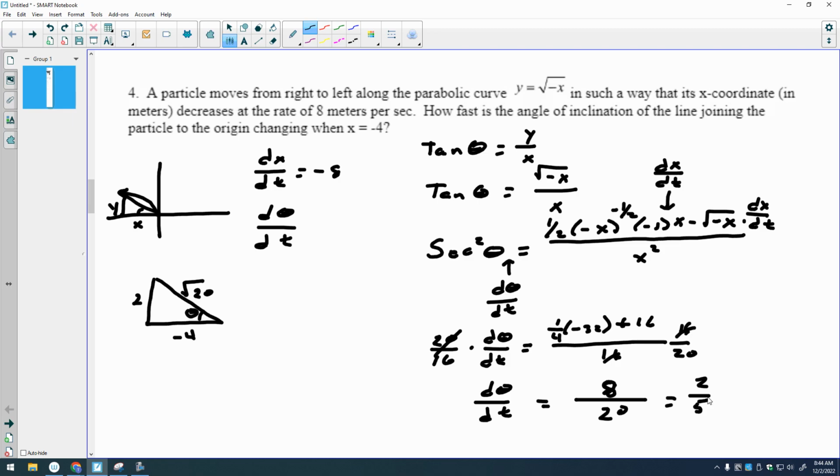So d theta/dt equals 2/5 instead of 6/5. And my units would be radians per second.